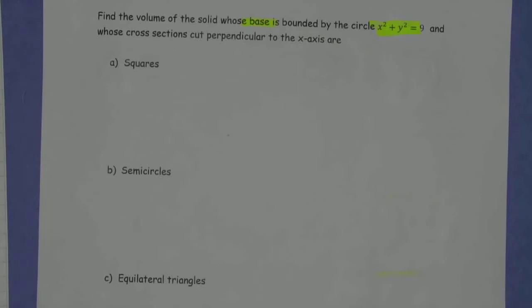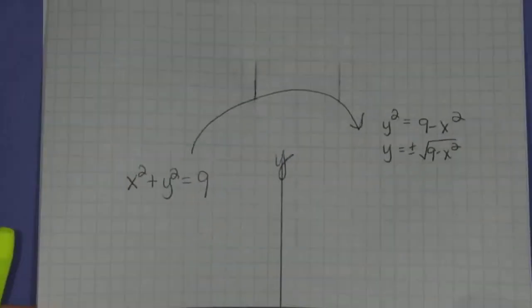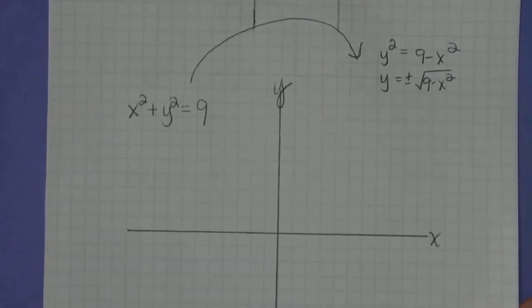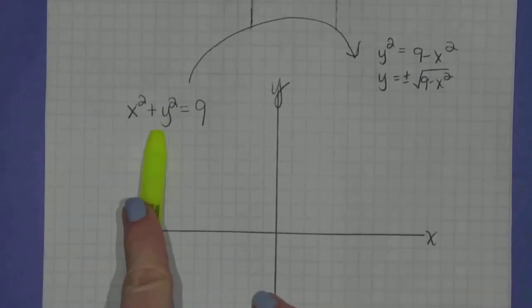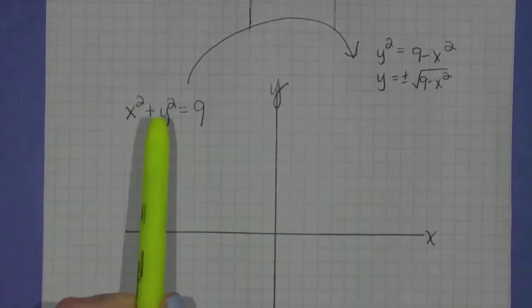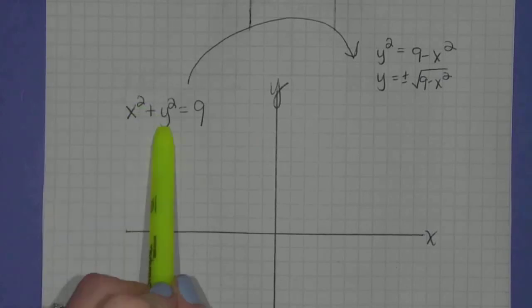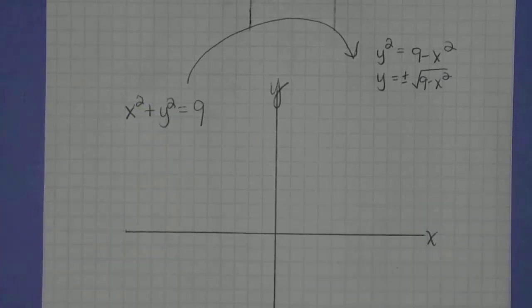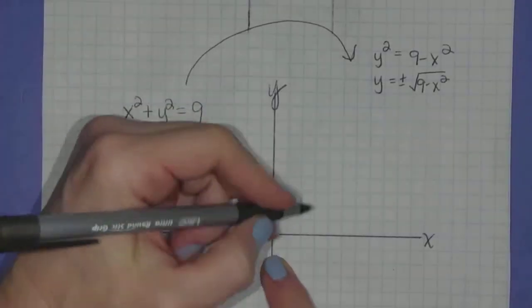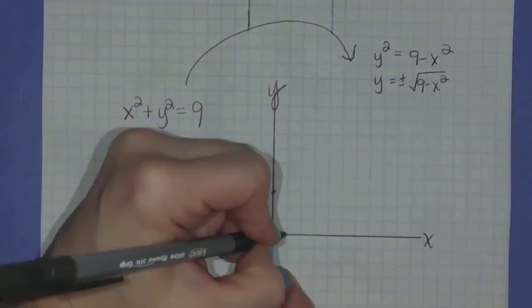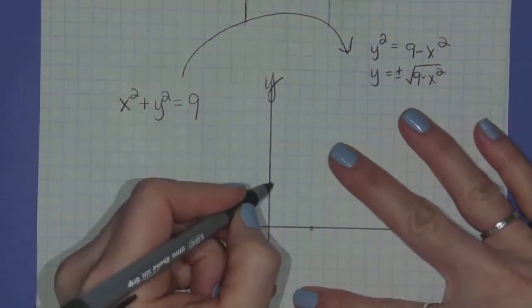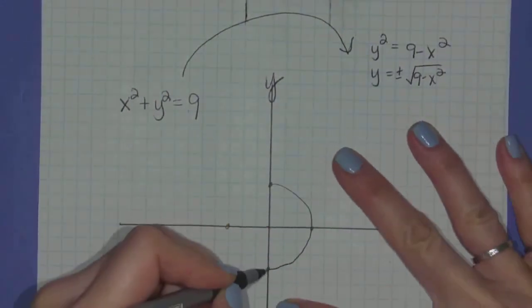Okay, so what I did first is I took graph paper and I started thinking about the equation of the base, x squared plus y squared equals 9. And we've talked about this several times in this class. This is the standard form equation of a circle, and this circle is centered at the origin with a radius of 3. So this is going to look like this. And I'll do my best to draw a nice, neat circle.